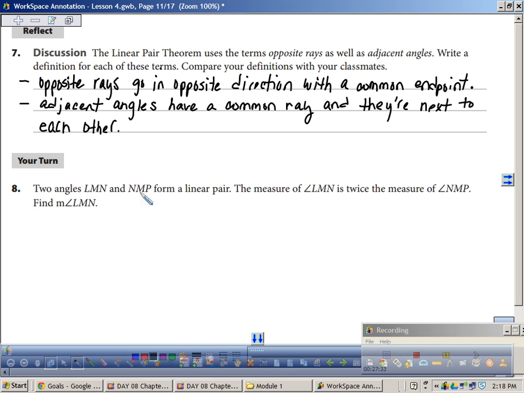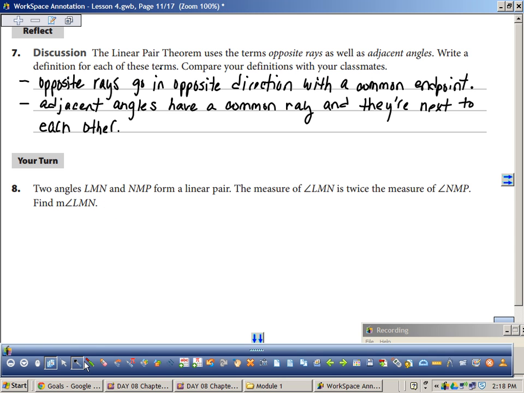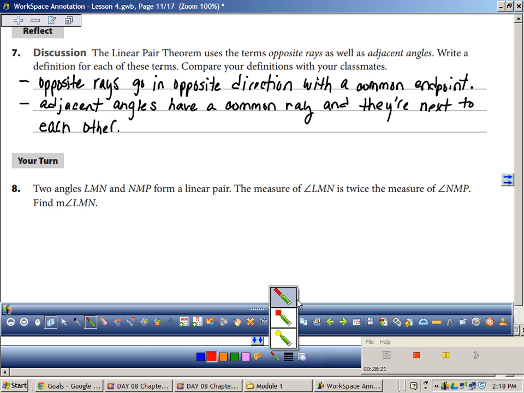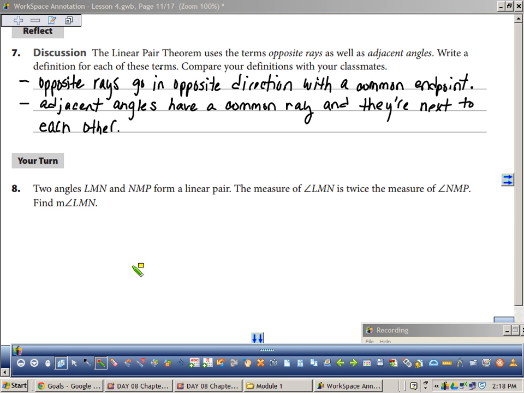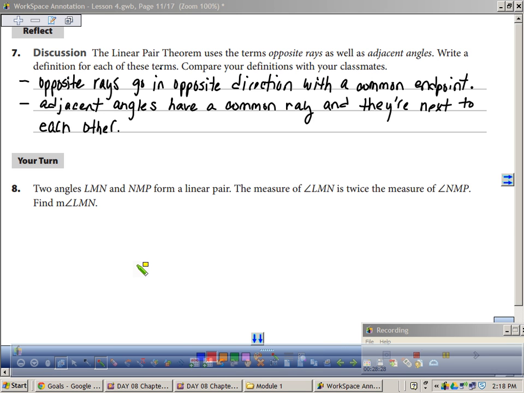Two angles, LMN and NMP, form a linear pair. The measure of LMN is twice the measure of NMP. Find LMN, or the measure of LMN. So pieces of information in there that I need to pull out. What do I need to pull out? What'd you hear in there that sounded important? Two angles. I've got two angles.